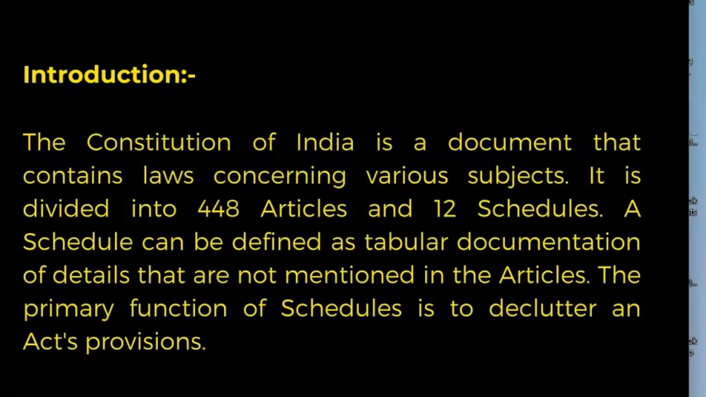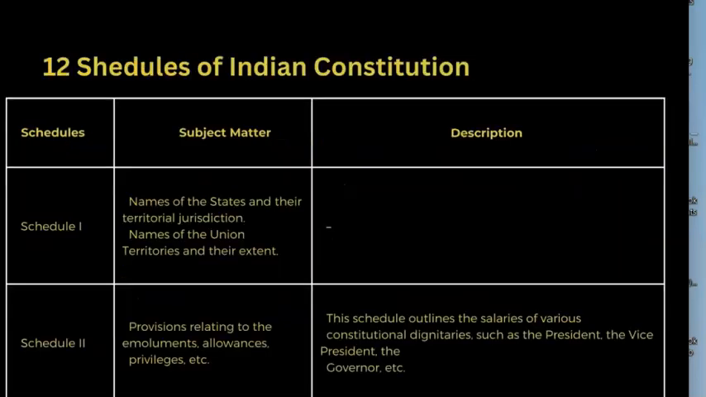The Constitution of India is a document that contains laws concerning various subjects. It is divided into 448 articles with 12 schedules. A schedule can be defined as tabular documentation of details that are not mentioned in the articles. The primary function of schedules is to declutter an act's provisions. Let us discuss all schedules one by one.